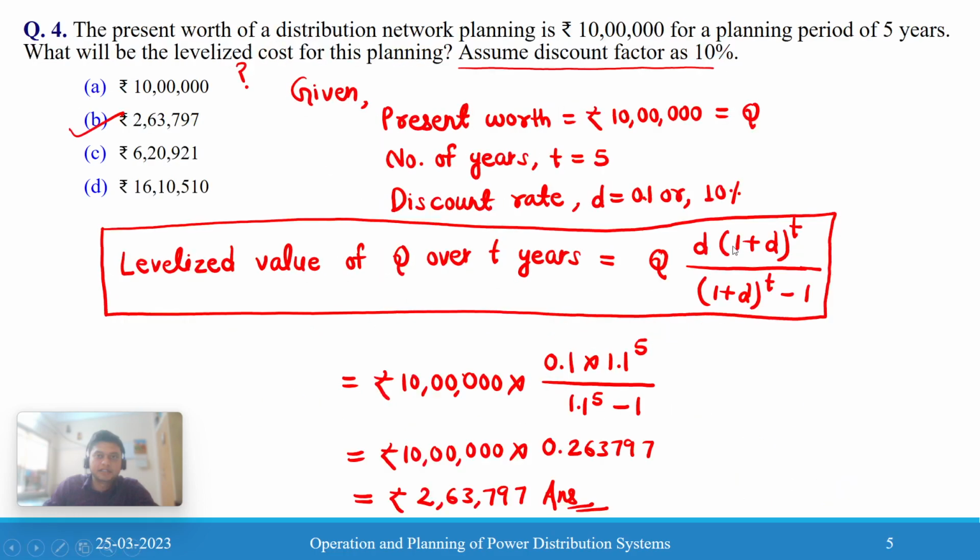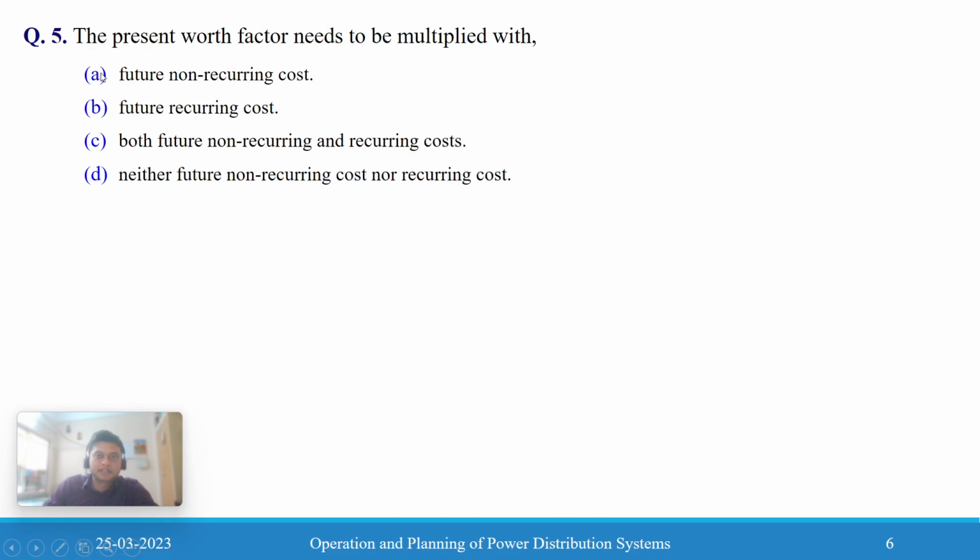So now these four questions are numerical problems. Now we will solve theoretical problems. So question 5 is that the present worth factor needs to be multiplied with: option A, future non-recurring cost; option B, future recurring cost; option C, both future non-recurring and recurring costs; and option D, neither future non-recurring cost nor recurring cost. So what is the correct option? Type your answer in the chat box.